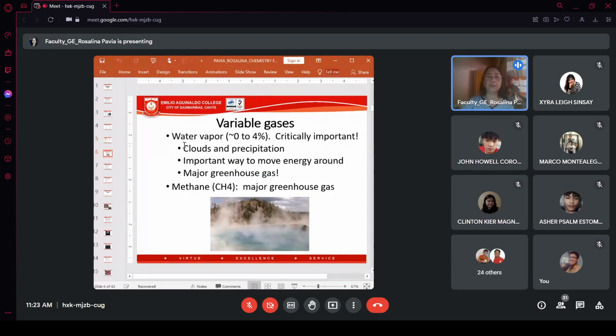On variable gases ulit, water vapor, which is 0 to 4%, is critically important. So this water vapor actually will precipitate and condense. And precipitate siya sa clouds. And it is also an important way to move energy around. And also, it is also a major greenhouse gas, water vapor. Methane also is a major greenhouse gas.